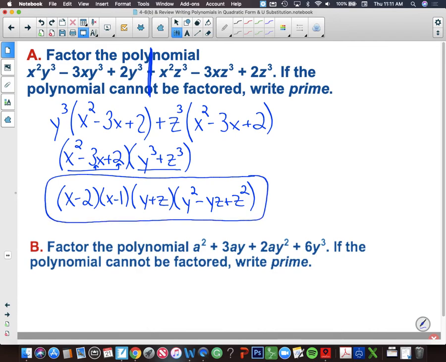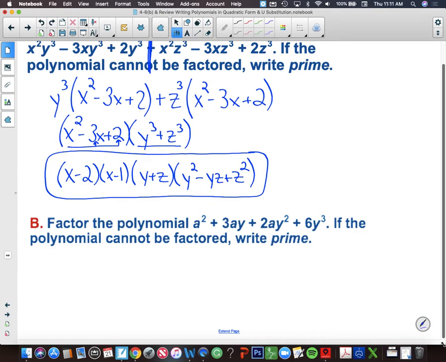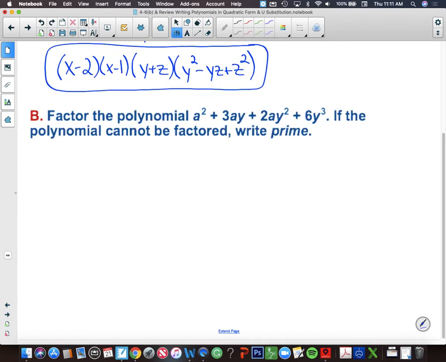Advanced factoring for sure. Okay, bottom one. We'll check that one out. And then I will show you the new things to factor, and then I'll get you your homework.